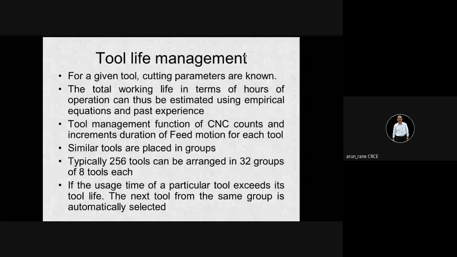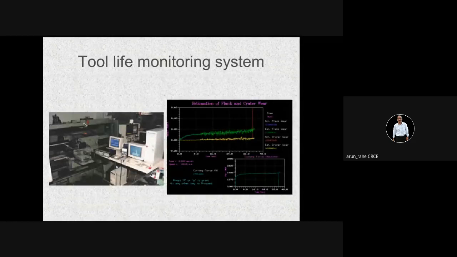Generally the tool magazines in automatic tool changer machines hold around 20 to 80 tools. But there are CNC machines having up to 256 tools in the tool magazine. That means tool life management can be done for 256 tools. These are the capabilities. Nowadays machines are available with tool life management for more than 1,000 tools. So this is what the tool life monitoring system is.